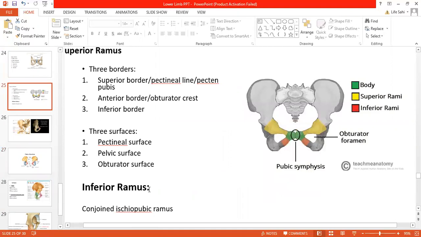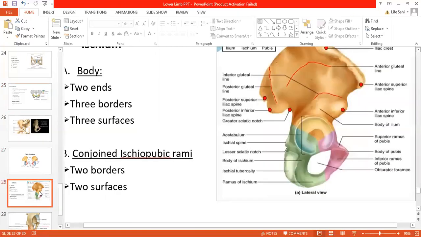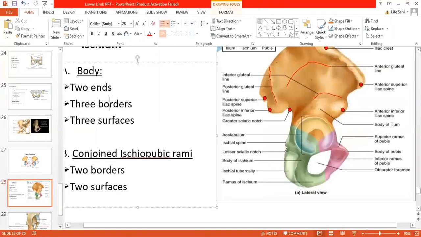The second ramus of the pubic bone is inferior ramus. And this ramus is going to be explained with the ramus of the ischial bone, because these two rami, the inferior ramus of the pubis and the ramus of the ischium, unite to form a conjoined ramus called the conjoined ischio-pubic ramus. Next, we have ischium.